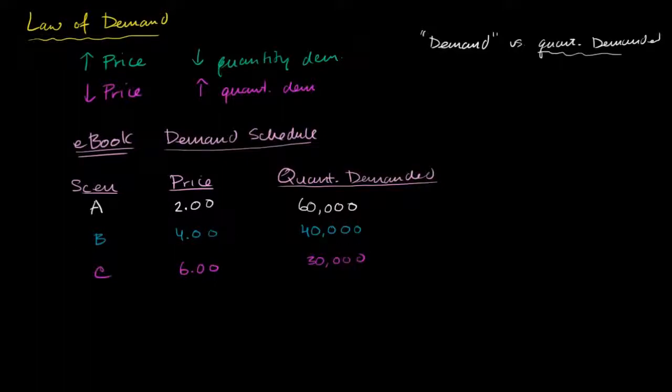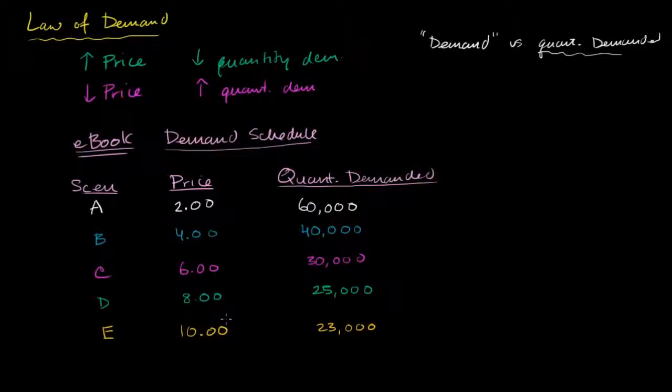I'll do a couple more of these. Scenario D, I raise another $2, so I get to $8 now. Now the quantity demanded goes down to 25,000, and I'll do one more of these. Scenario E, if I raise it to $10, now the quantity demanded, let's just say, is 23,000. So this relationship shows the law of demand right over here, and this table that shows how the quantity demanded relates to price and vice versa, this is what we call a demand schedule.